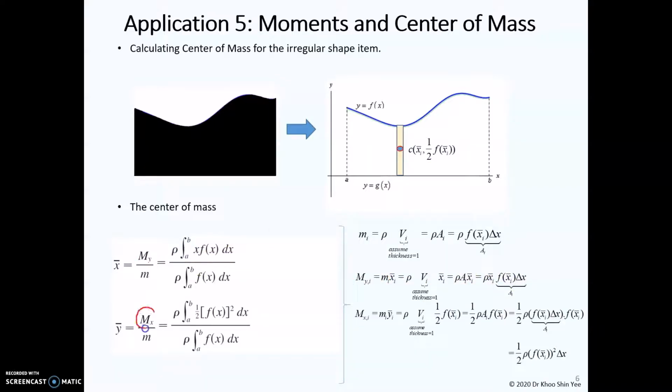Lastly, let's find the moment about x-axis, which is equal to the mass multiplied with y bar. So y bar is the center of mass at the y-axis.